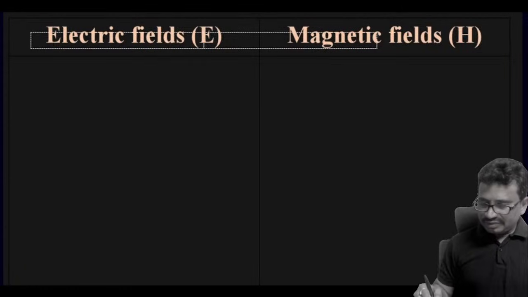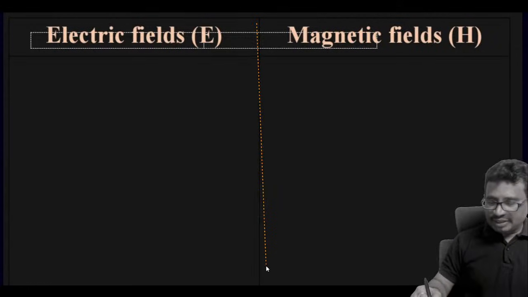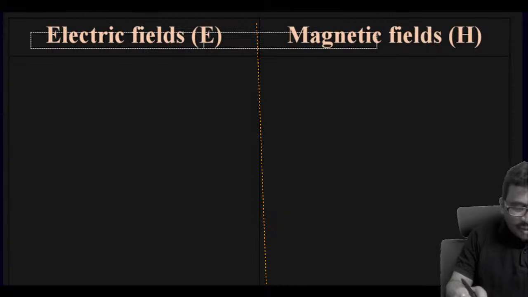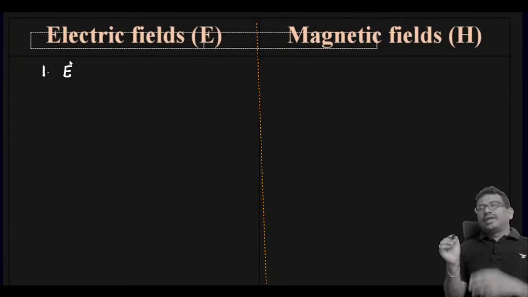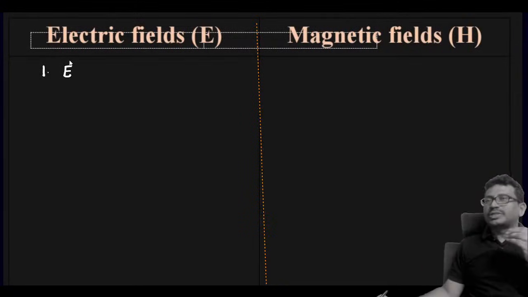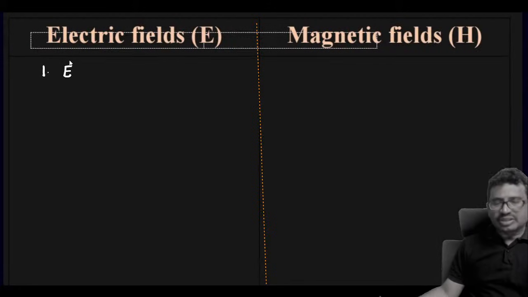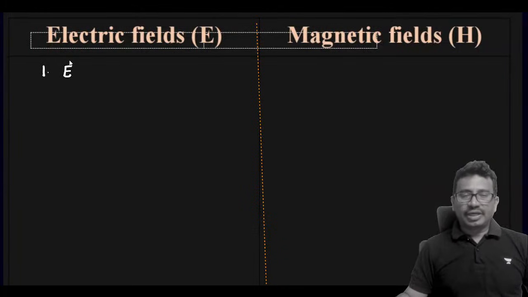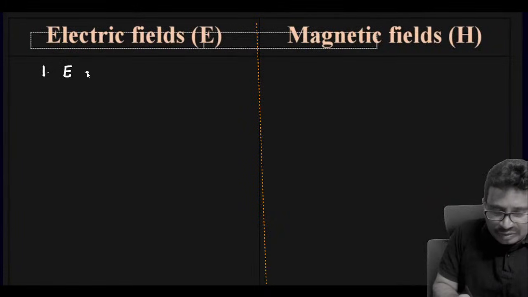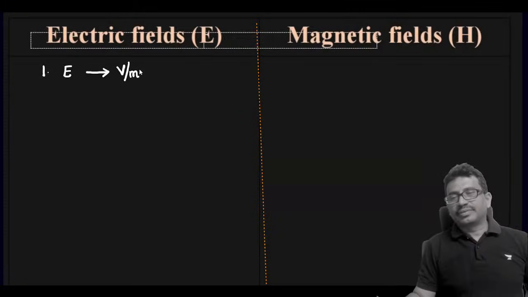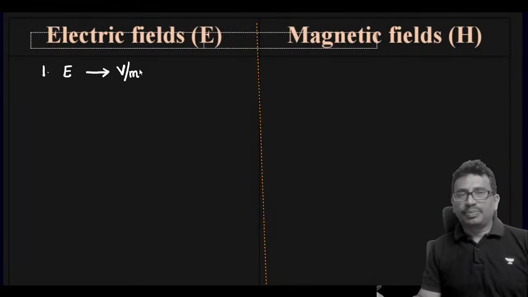Let us study these things comparatively, electric and magnetic fields. In the electric field, we use the term E, the electric field intensity. What is the purpose of E? It measures the strength of the electric field at a given point. The units of electric field intensity are volt per meter.